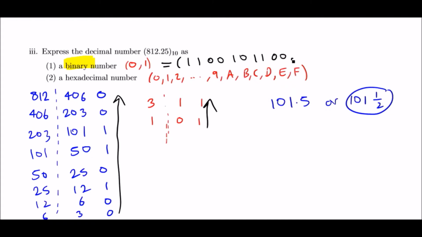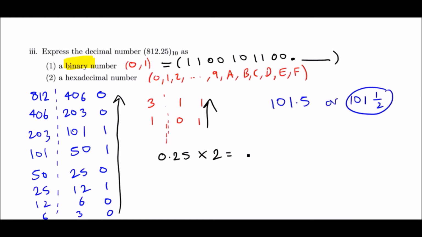Now we need to work out what the decimal bit is. So the digits over here. To do this, we need to consider 0.25, and instead of dividing by 2, we're going to start multiplying by 2. So let's just pull out the 0.25 here for a second. Okay, the first thing you want to do here is multiply this by 2.